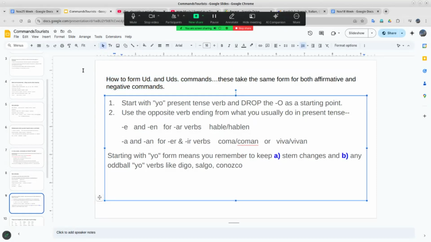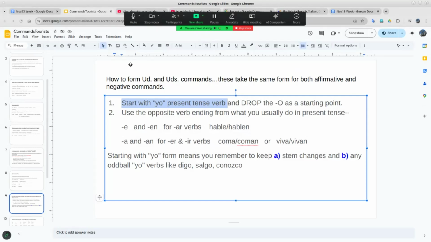So here's what happens. We did some simple things, but the one thing to know is that for all the usted and ustedes commands, no matter what kind of command it is, if you want to really make sure you get it right, you start with the yo form of the verb, and then you drop off the O at the end for the starting point. That's not the command yet. It's just the starting point. And the reason for that is that there are a lot of oddball verbs in yo.